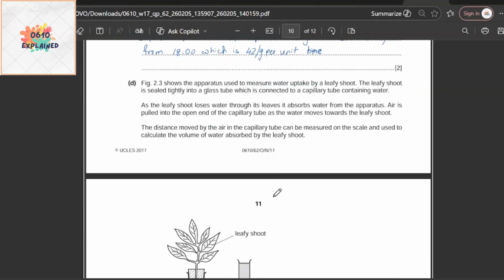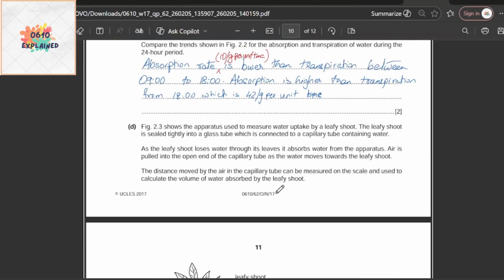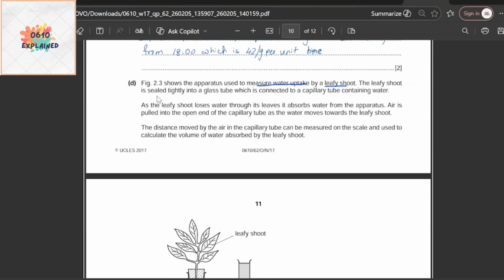Moving to the last question, this is a 6 marks question. So figure 2.3 is showing the apparatus used to measure the water uptake by a leafy shoot. The leafy shoot is tightly sealed in a glass tube which is connected to a capillary tube containing water.